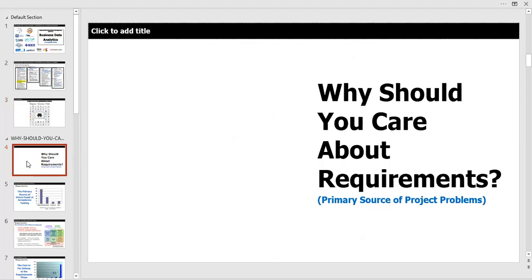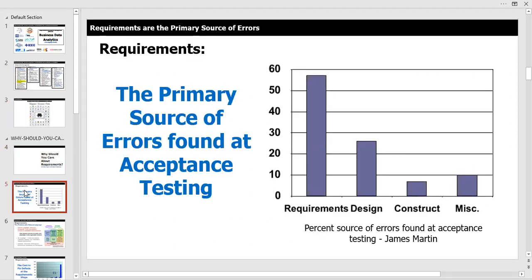This class is specific about requirements. I probably should have done this from the get-go, but why should you care about requirements? Basically, it's the primary source of problems on any project. And I tell everybody, if you're struggling with requirements, you're not alone. Everybody struggles with requirements. Every place I've been, no one has mastered it. Requirements are the primary source of errors found at acceptance testing, meaning what we thought we heard the stakeholders say and what they claim to have said, once we bring everything back for user acceptance testing, can sometimes be different. And for a lot of people, that's very frustrating, as it should be.